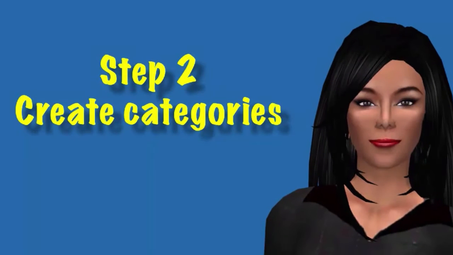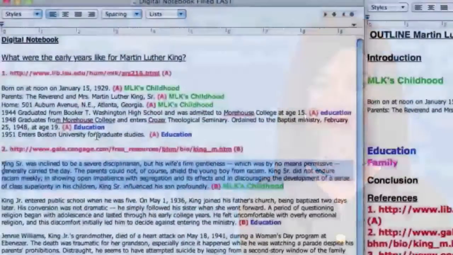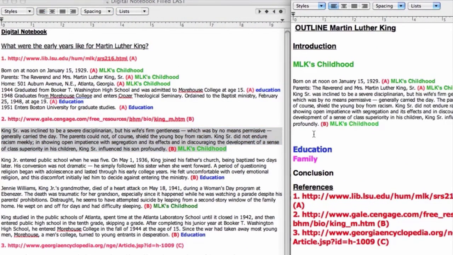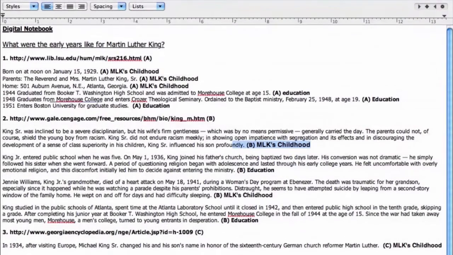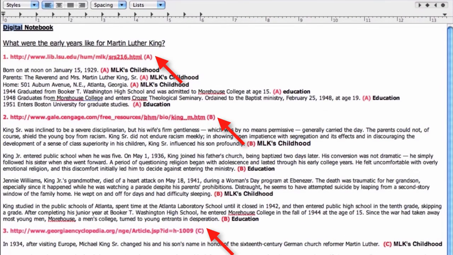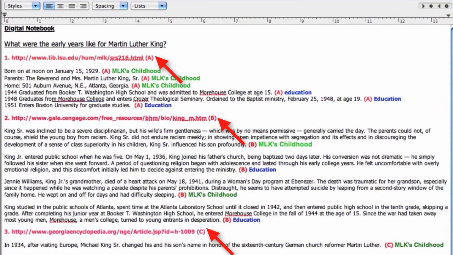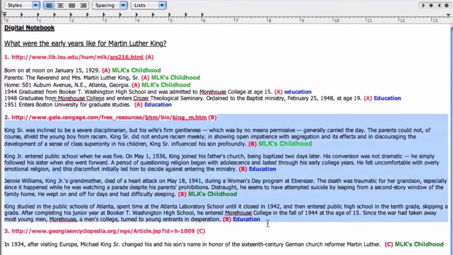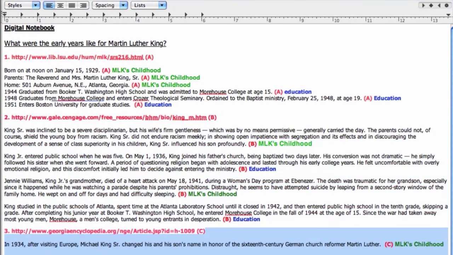Step 2, create categories. In this strategy, we're creating an outline that will restructure the quotes we've saved in our digital notebook so we can use them to write a paper or make a presentation. You probably remember that in your digital notebook, quotes were pasted under the addresses of the websites where we found them. So now in our digital notebook, we have all the quotes we've taken from one website all together, no matter what those quotes are about.